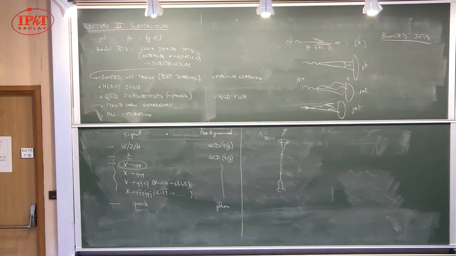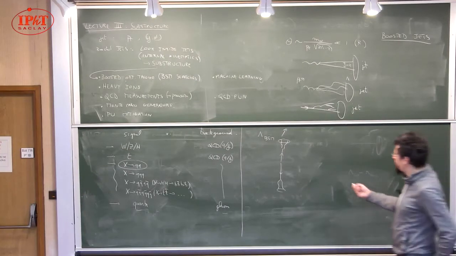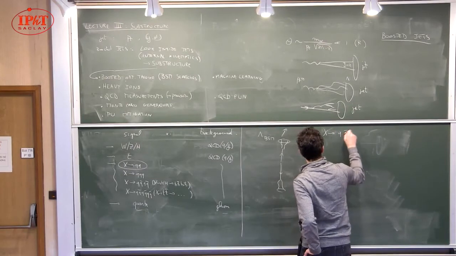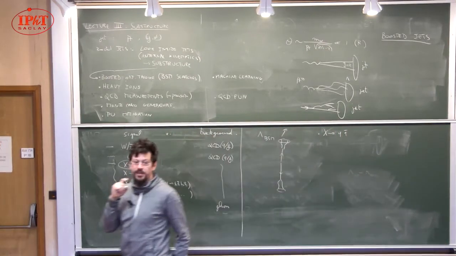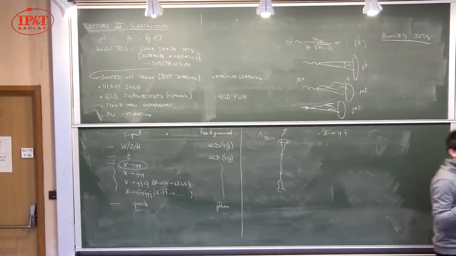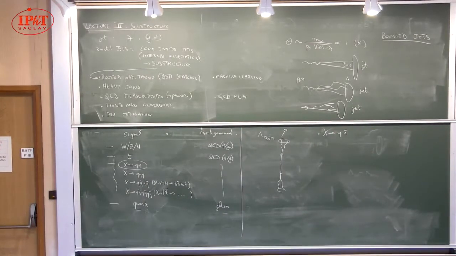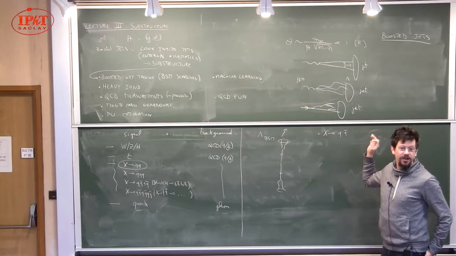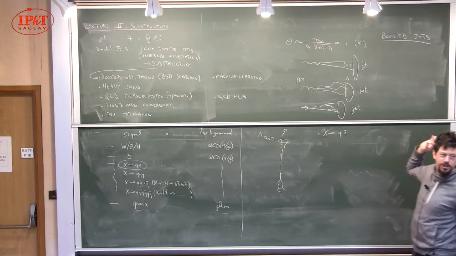So in terms of known benchmark applications people have used substructure for so far, one is exactly the one I said, X going to q qbar, where you can actually, using substructure techniques, go down to constraining X in a region which is very low in mass, while if you were doing that in the non-boosted limit where you have two jets, the QCD background would just be too overwhelming.